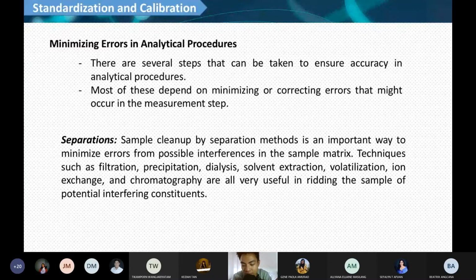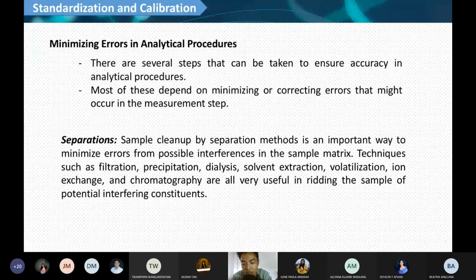For blood analysis naman, you may want to centrifuge your blood first before you analyze it. Centrifugation will allow the separation of heavier molecules from the lighter molecules. So your blood cells will settle down at the bottom, and then your plasma will be left on top. So you can do analysis with the plasma. Other techniques involve precipitation, dialysis, solvent extraction, volatilization, ion exchange, and chromatography.